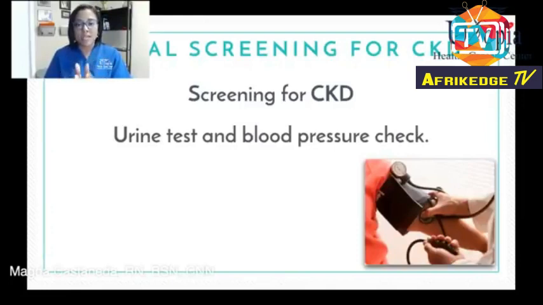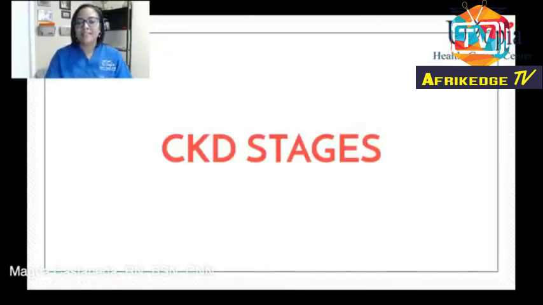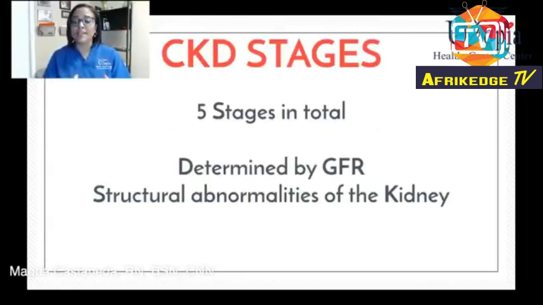If something comes out of range, then the doctor is going to perform more testing. Another very common test that the doctors perform is the creatinine. Let's see how the creatinine is. So let's talk about the stages of CKD, or chronic kidney disease. When a person is already diagnosed with chronic kidney disease, then it is said that there are 5 stages. It goes from 1 to 5, and these stages are going to be determined by the GFR, or structural abnormalities of the kidneys. And what is this?